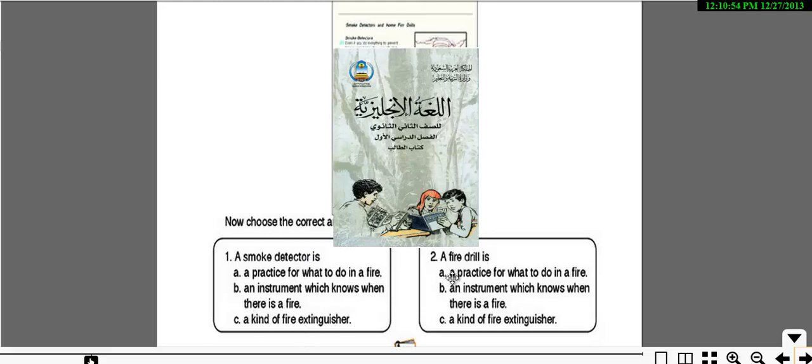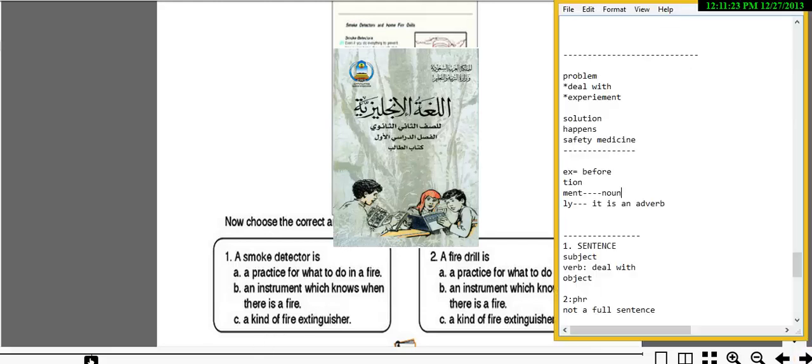Now, the second one goes, a fire drill is a practice for what to do in a fire, an instrument which knows when there is a fire, and a kind of fire extinguisher. Now, if you're going to say that B is a choice you've taken for question one, and a kind of fire extinguisher, you don't really see any fire extinguisher in this picture. So it's more of a practice about what to do in a fire. This is the last answer you're left with.